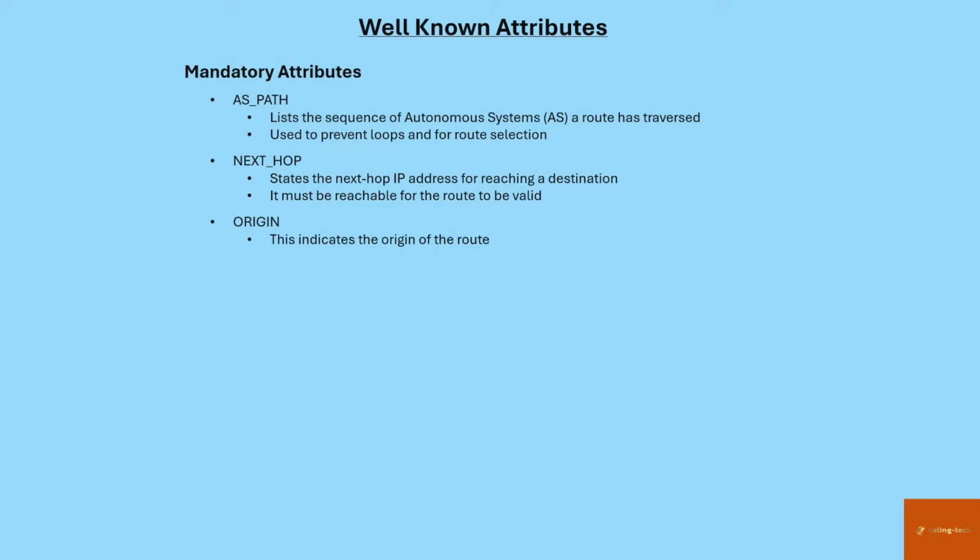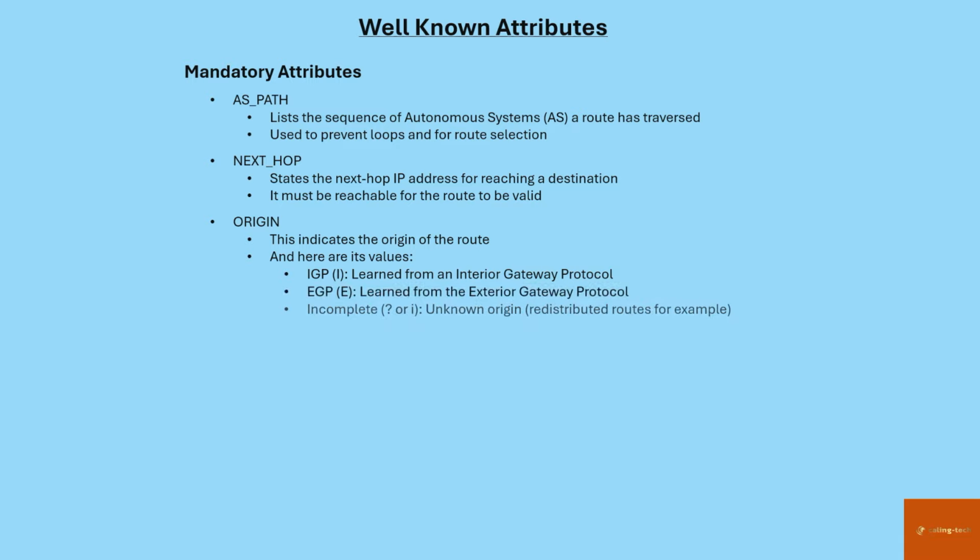Origin, this indicates the origin of the route, and there are various values associated to that origin. And here they are. The IGP is learned from an interior gateway protocol. The EGP learned from an exterior gateway protocol, and an incomplete, which is an unknown origin. And as an example here, I've said redistributed routes. What you see in brackets here is what you will see in the routing tables next to those particular routes. But again, we'll see that when we go into this in more depth.